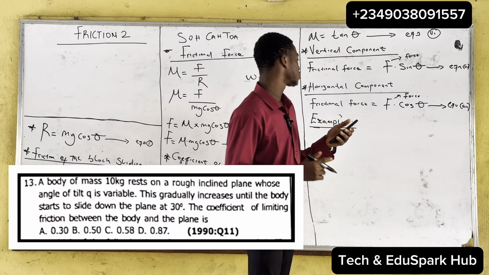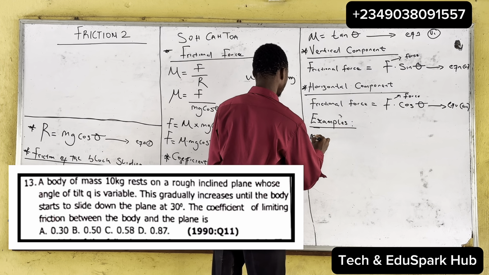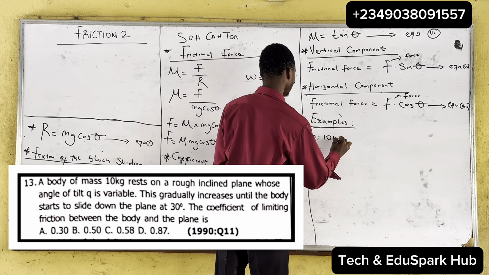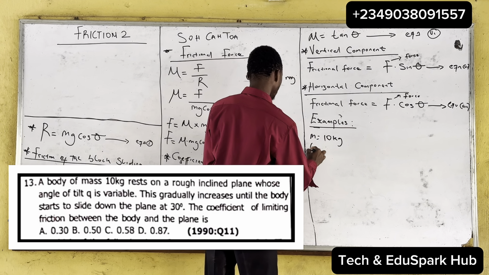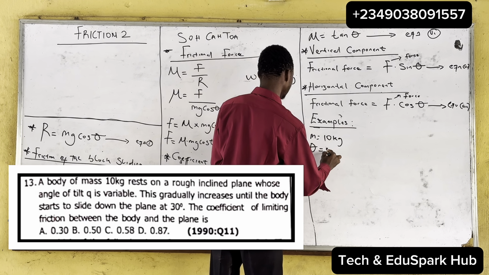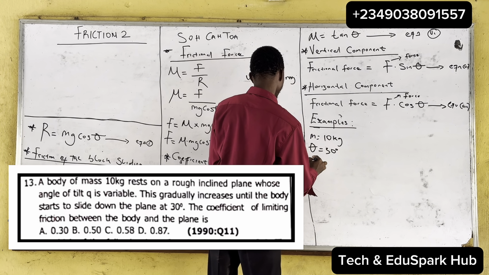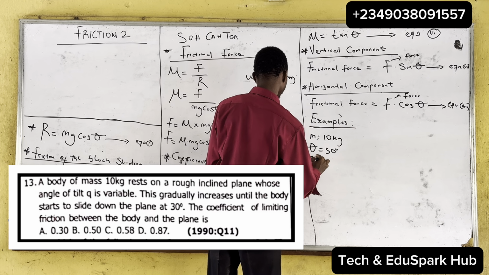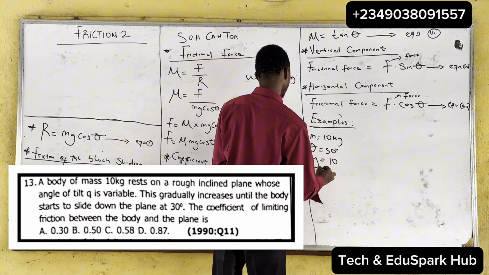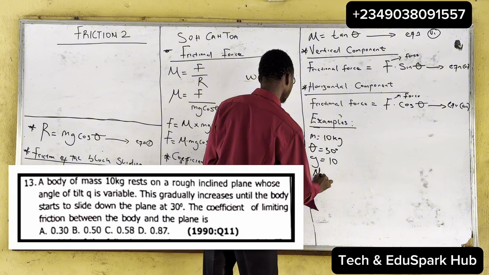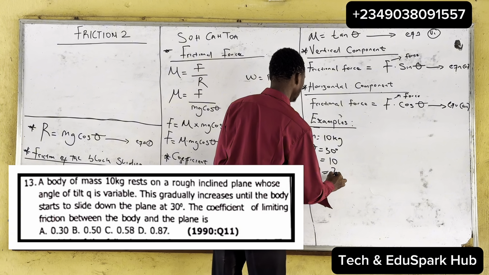So in this kind of question, we are given the mass, which is m, equal to 10 kilogram, and we are given the angle, which is theta, equal to 30 degrees. And lastly, we are given the gravity, which is equal to 10. So they ask us to calculate the coefficient of static friction, which is unknown.